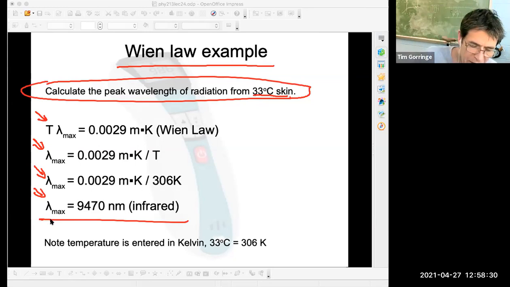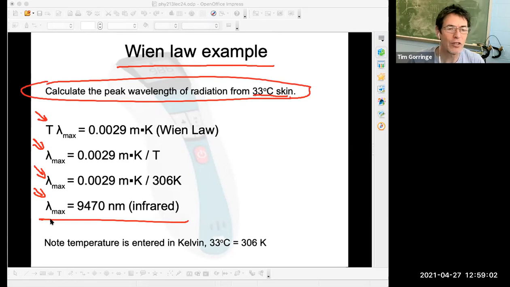It's 9,000 nanometers. That's the peak of the electromagnetic radiation that you're emitting and that I'm emitting right now. Now, that 9,000 nanometers, we're not glowing, right? I'm not glowing red or blue or anything like that. That's a much, much longer wavelength. I am glowing in the infrared spectrum.